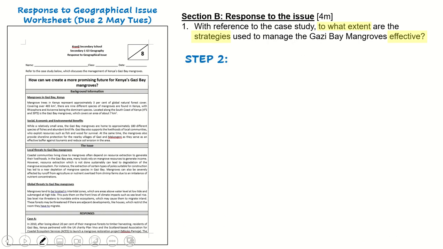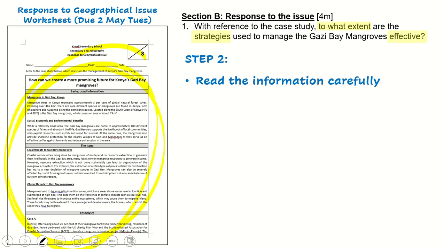So next thing that we're going to do is this. Now that I roughly know what I need to do, what do I do next? Now that I know my four levels, I know I need to have two strategies, and for both of the strategies, I must describe, give an example, strength and limitation. So what do I do next? I need to read this information very carefully, because most of what I'm writing is going to come from here.